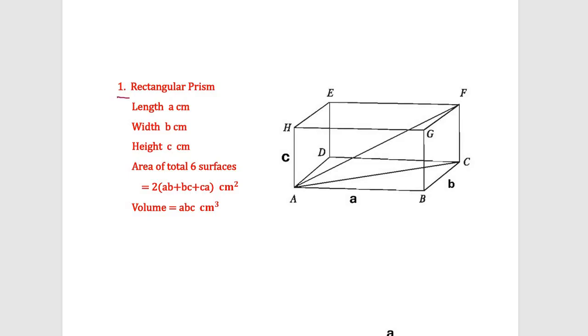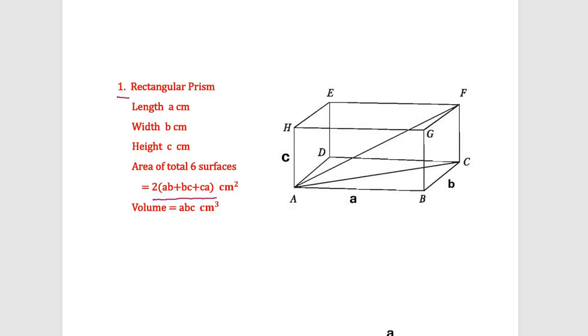Formula number 1, rectangular prism. If the length of the rectangular prism is A centimeter, width is B centimeter, and height is C centimeter, the area of the total 6 surfaces can be found with the formula 2 times (A times B plus B times C plus C times A) centimeter square.